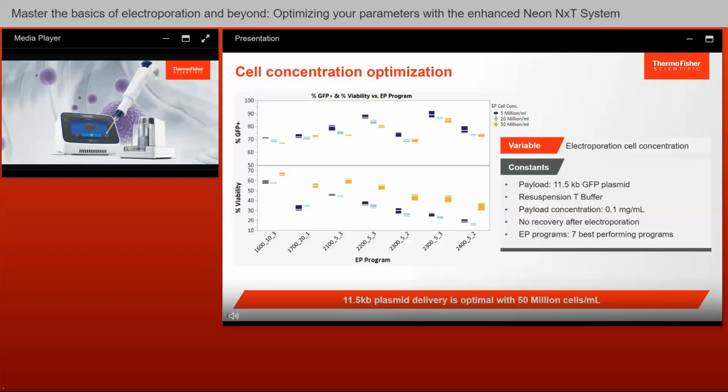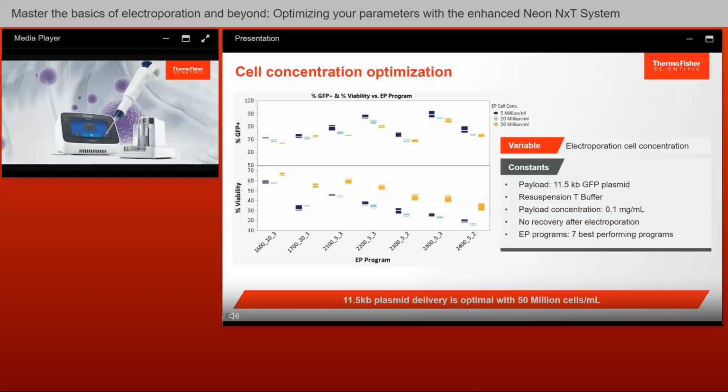So we used 5 million cells per ml, 20 million cells per ml, and 50 million cells per ml. This box plot shows the percentage GFP positive cells and cell viability obtained from flow cytometry analysis conducted 24 hours post-electroporation against the EP programs.